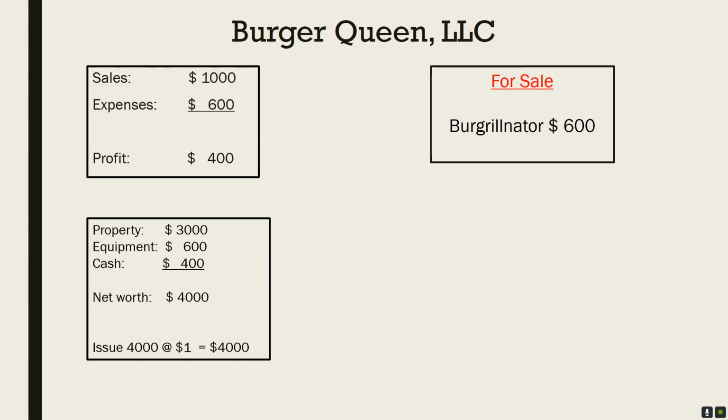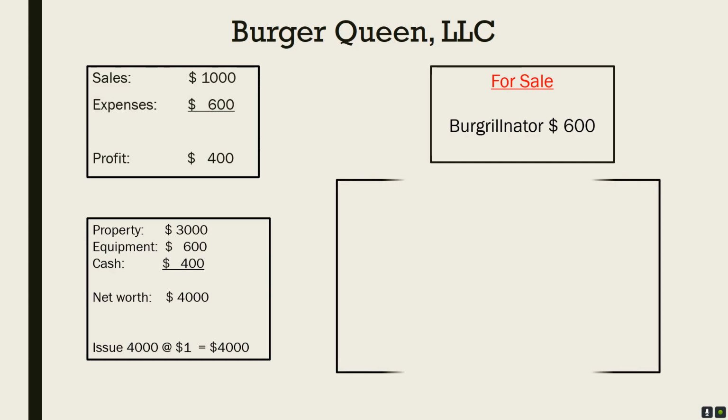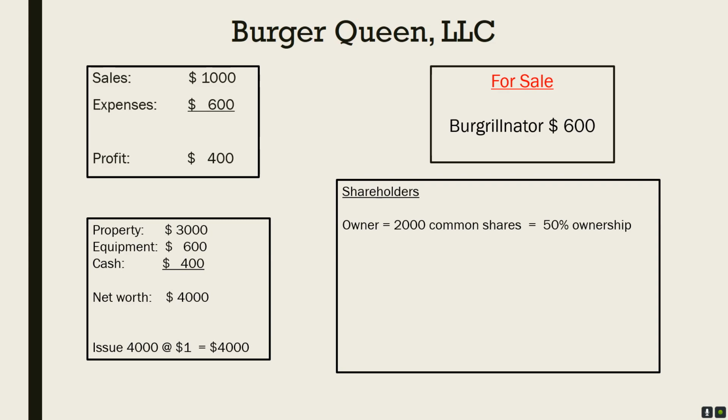The owner of Burger Queen decides that he still wants to be majority owner, so out of those 4,000, he'll keep 2,000 common shares, which is equivalent to 50% ownership. So he's top dog, top owner. With 2,000 common shares going to the owner, 2,000 are left. Luckily, the owner has 20 friends that are interested in buying the common shares. Common shares and common stock mean the same thing.